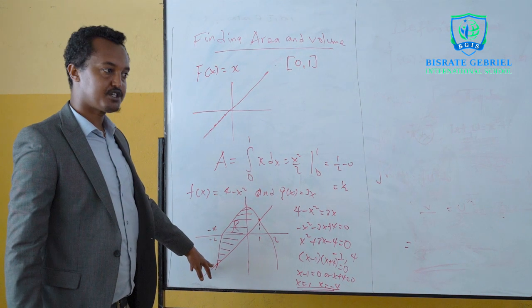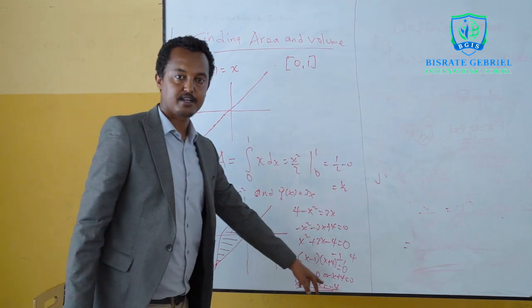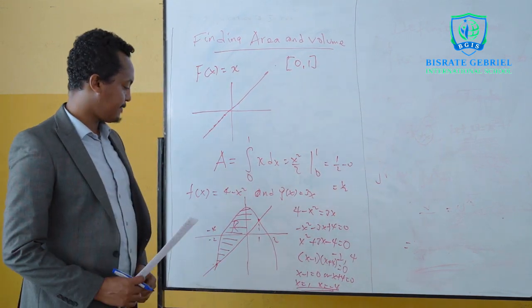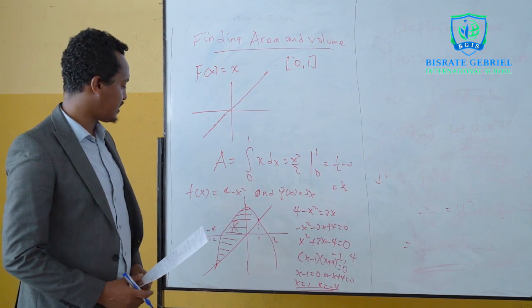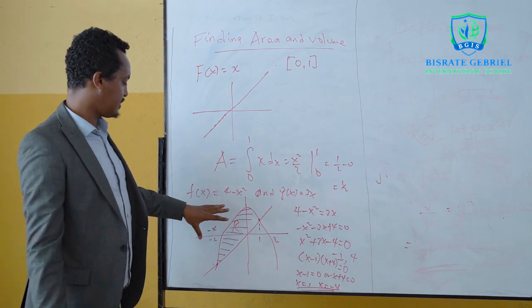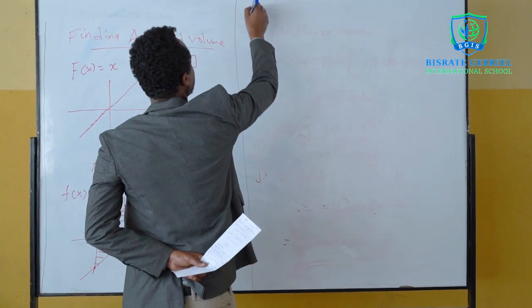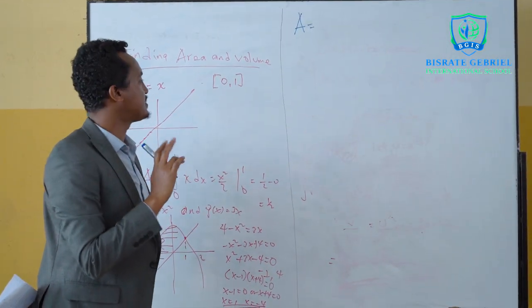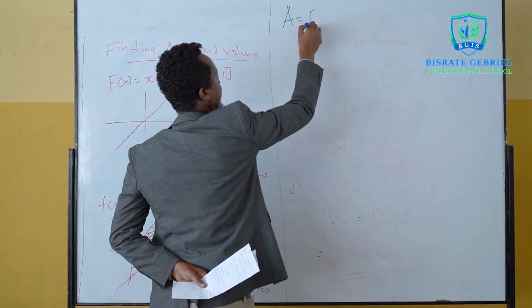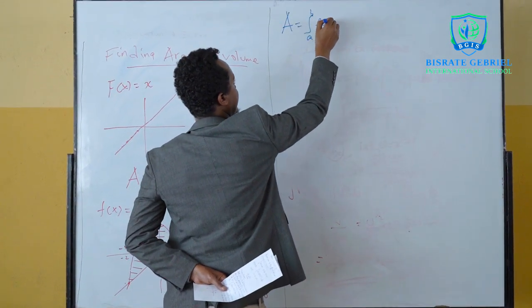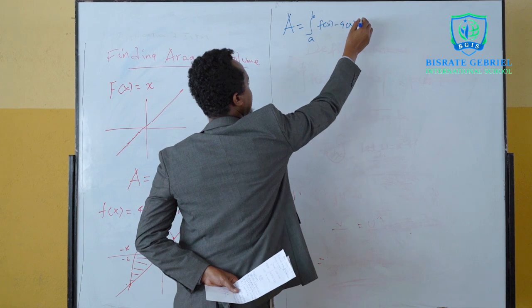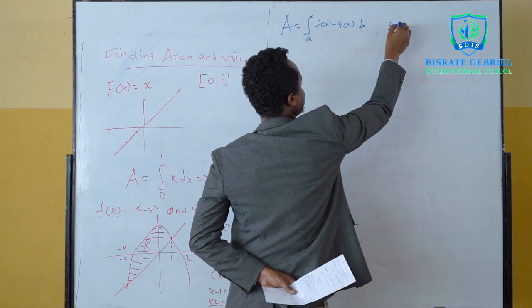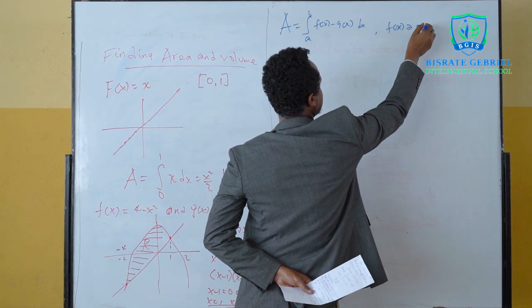After taking the intersection points of the x values, that's 1 and minus 4, now we go to finding the calculation of the two functions. First, the formula for finding the area formed between two curves: we take the integration from a to b of f of x minus g of x, where f of x must be greater than g of x.